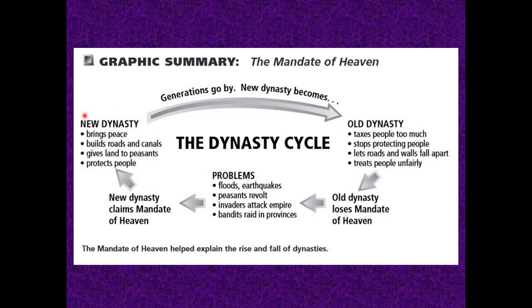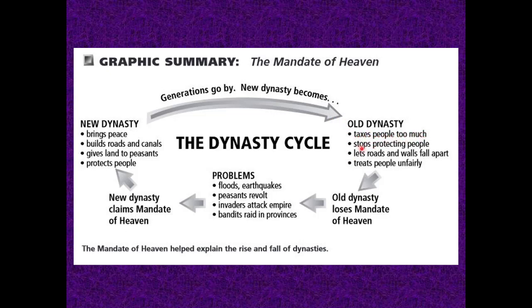So a new kingdom or new society, like an American War of Independence or whatever, brings peace. You have infrastructure building, you have land being given to peasants, or the poor are able to flourish in this society, right? In fact, the peasants might have been the ones that actually fought for the new dynasty, right? People are protected and things are peaceful. And for 100 years, maybe 200 years, things go well in that system until you get to where the typical old dynasty begins. The taxes are too high.